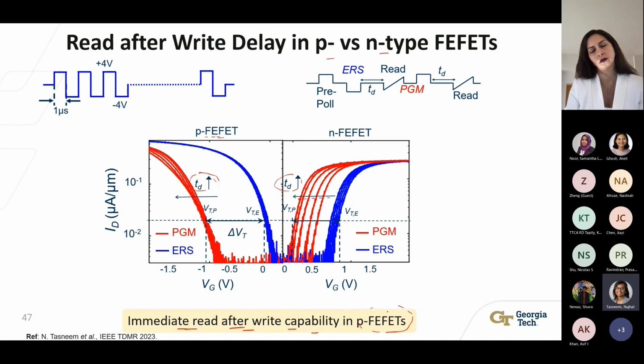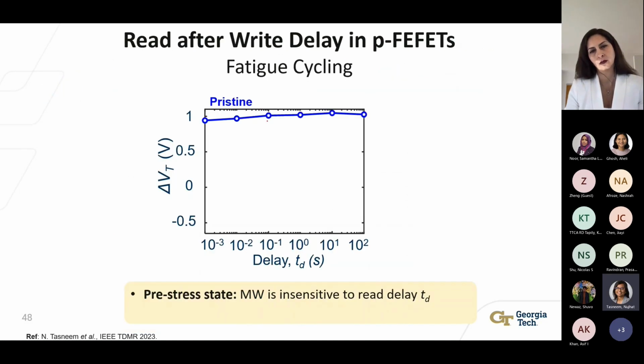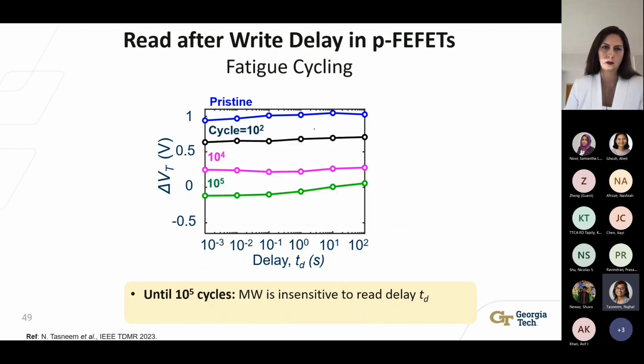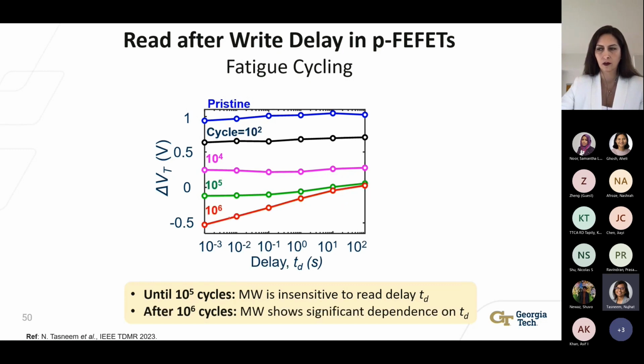So the results show that in pristine state, the memory window is independent of read after write delay in pFET. And as we keep on cycling the device up until 10 to the power 5 cycles, the memory window is still independent of the read delay. However, after 10 to the power 6 cycles, when the memory window closes, it shows a significant dependence on the read delay, which means that pFET has lost its immediate read after write capability.